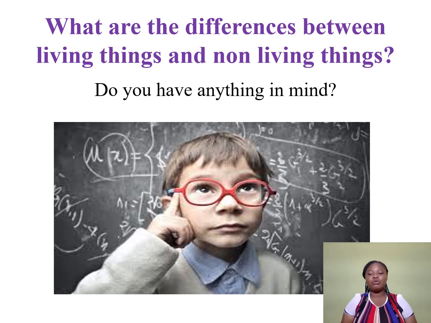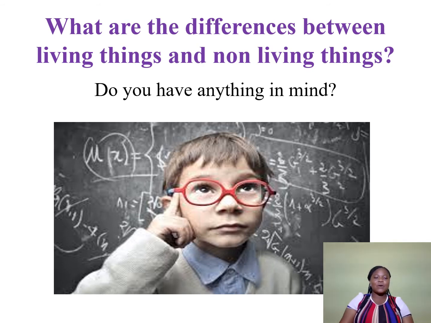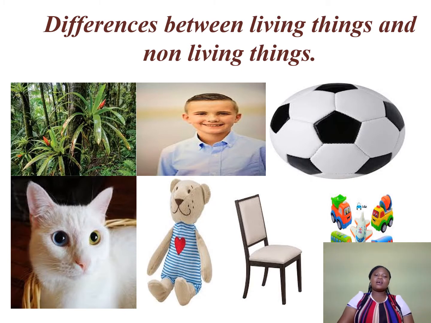They cannot move. I can clap my hands. The mouse cannot clap its hands. I can move from one place to another. The mouse cannot move unless the human being, which is the living thing, moves it. Good. So, I'm going to talk about the differences between living things and non-living things. So, these are the differences.